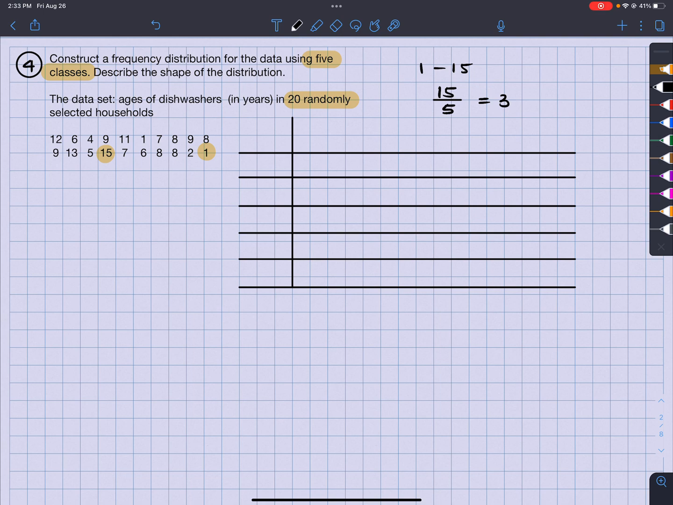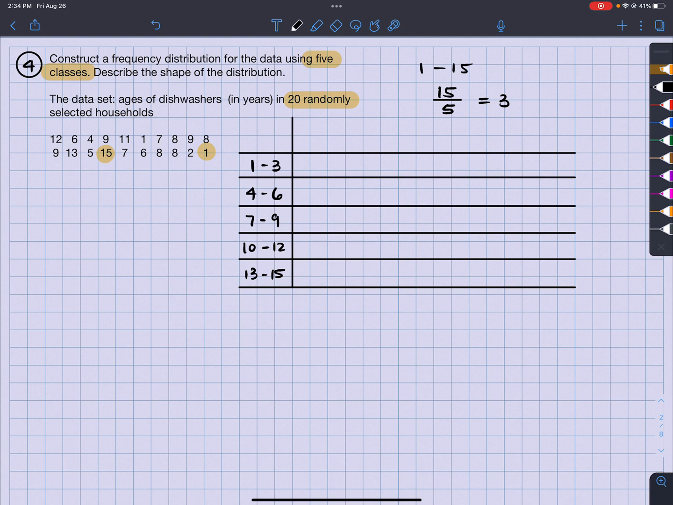The lowest number is 1, so the first class is 1, 2, and 3, because that would be 3 data values in that particular interval. The next would be 4, 5, and 6. So 4 to 6, then 7, 8, 9, then 10, 11, 12, then 13, 14, 15. And there you go.